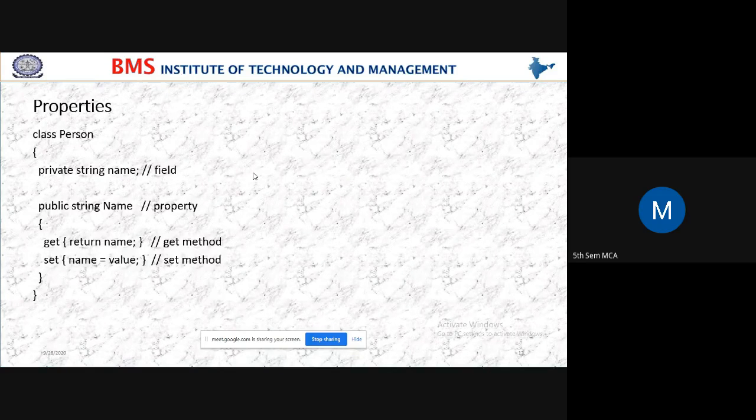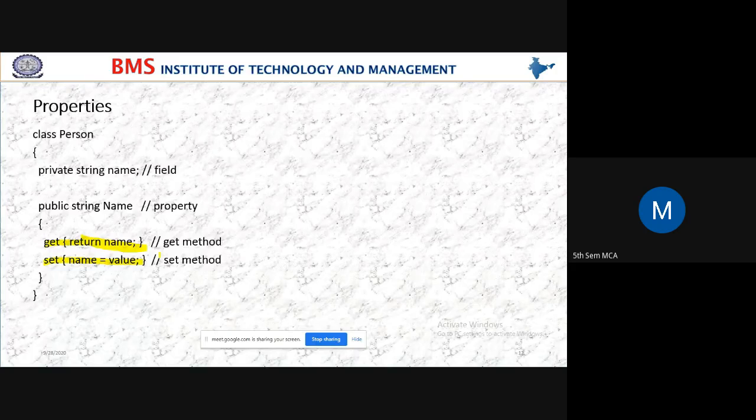Now we have the next concept, that is properties. See students, this property is very important. In property we have two methods, the set method and the get method. The property is a feature of C# programs. It provides flexibility to assign the value and to return the value.